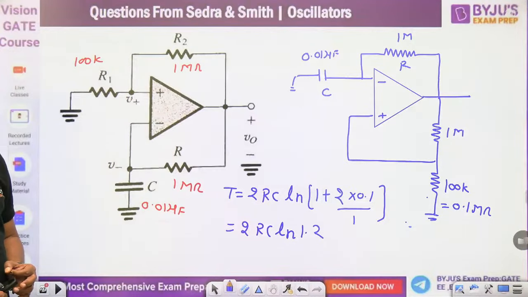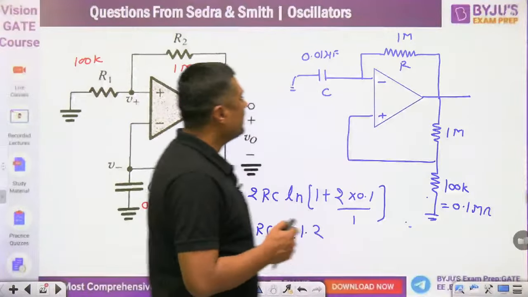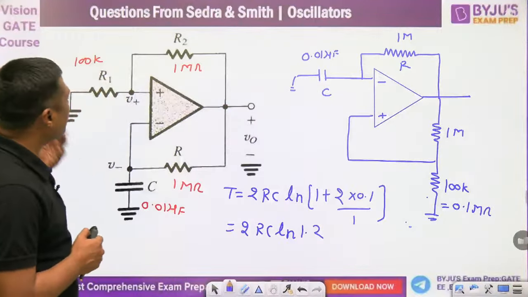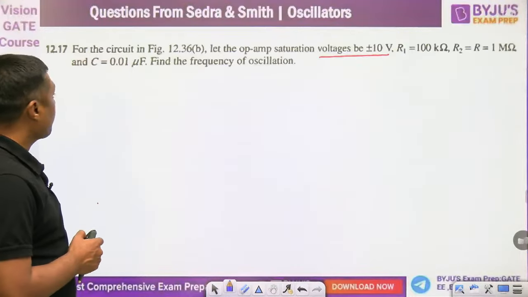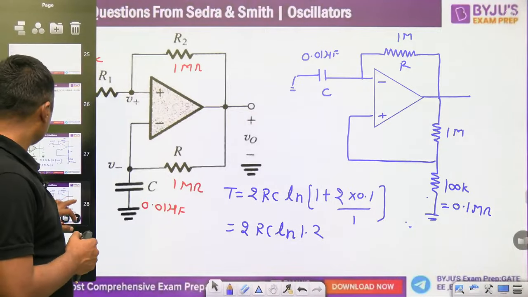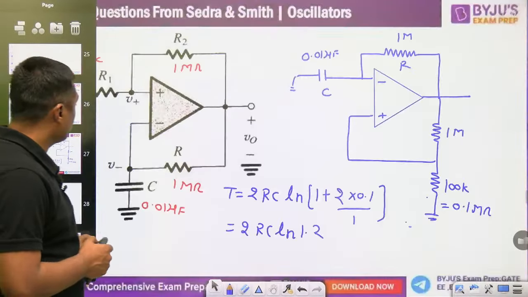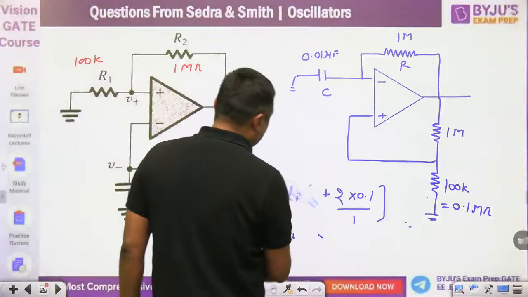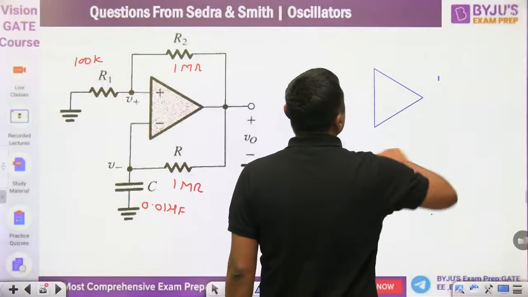It should be 2RC log of 1 minus beta upon 1 plus beta, Raju. So what is the beta then? R1 upon R1, that is the beta. If you are saying beta, okay, no problem. This is another formula I am giving you. If you want to use the beta formula, then okay. After dividing by R2, we are getting this answer.